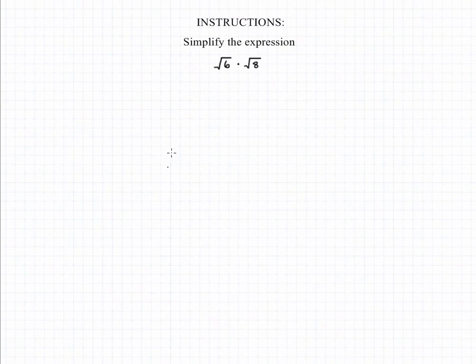We can begin to simplify our expression by identifying the coefficients and the radicals. So we have a 1 times the square root of 6, and that's being multiplied by 1 times the square root of 8. So we can complete our multiplication by multiplying the coefficients, 1 times 1, and then because these are both square roots, we can multiply the square root of 6 times the square root of 8.